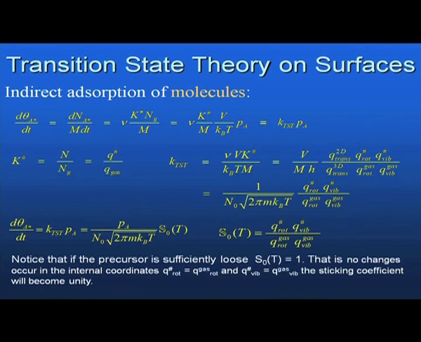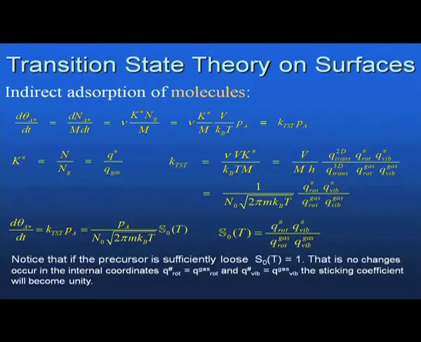That means, if it is very loosely bound onto the surface, then for all practical purposes we can think that there is not much change in the fate of your partition function. So, you can write for all practical purposes that this rotational one is close to this one, and this one is close to this one, as a result of which S0T is very close to unity. So, for a loose precursor, if the precursor is loosely bound, the situation is like this.